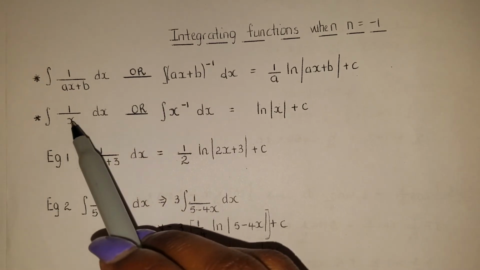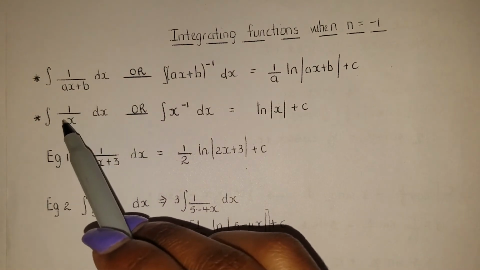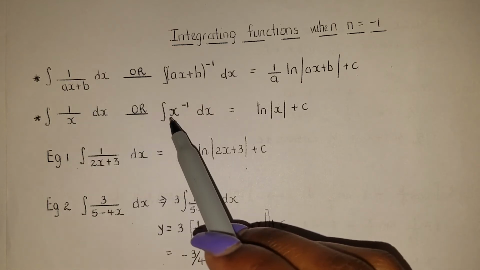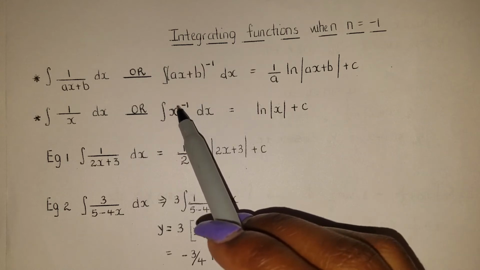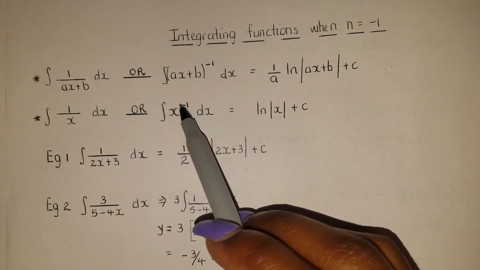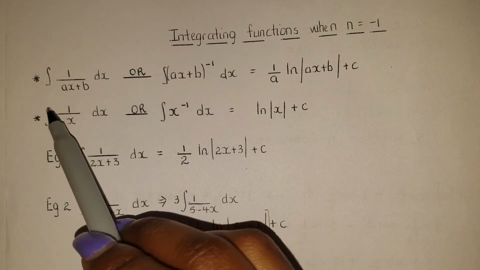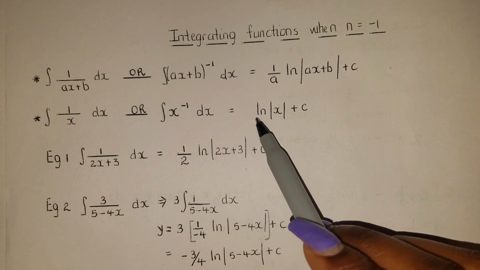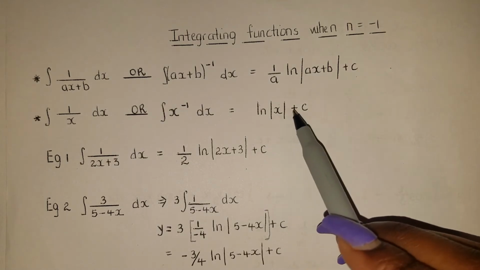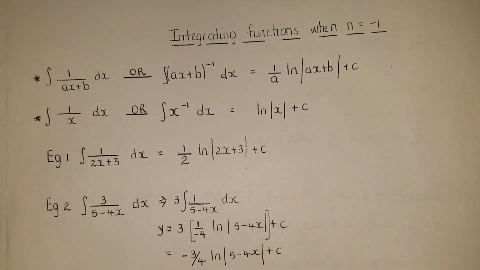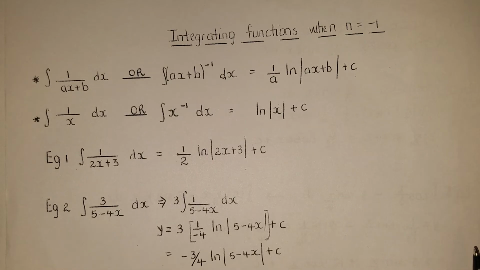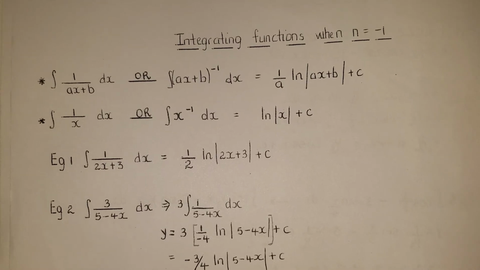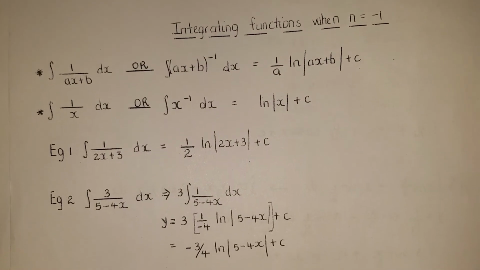Here we have a next example, the integral of 1 over x. Now this 1 over x can be rewritten as x to the -1. So as you see here, n is equal to -1. So for a function in the form 1 over x, its integral is equal to ln modulus of x plus c. So those are the two rules you have to know when n is equal to -1. So let's look at an example.